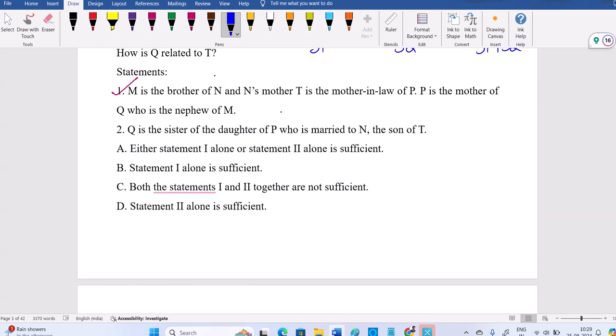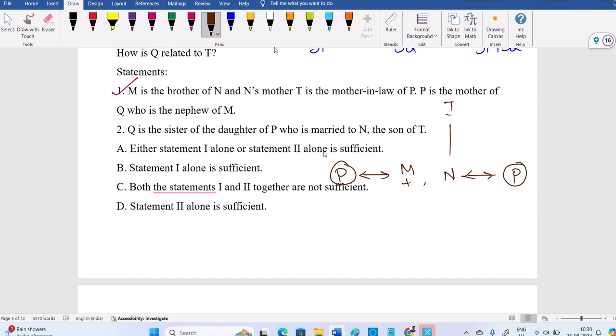Fine. So I hope one alone is possible. Right. So M is brother of N. N's mother is T. T is mother-in-law of P. Okay, so P may be married to N or P may be married to M. With mother-in-law it may be P here. I'll put a round-off because it's not yet completed. There are two cases up to that point.